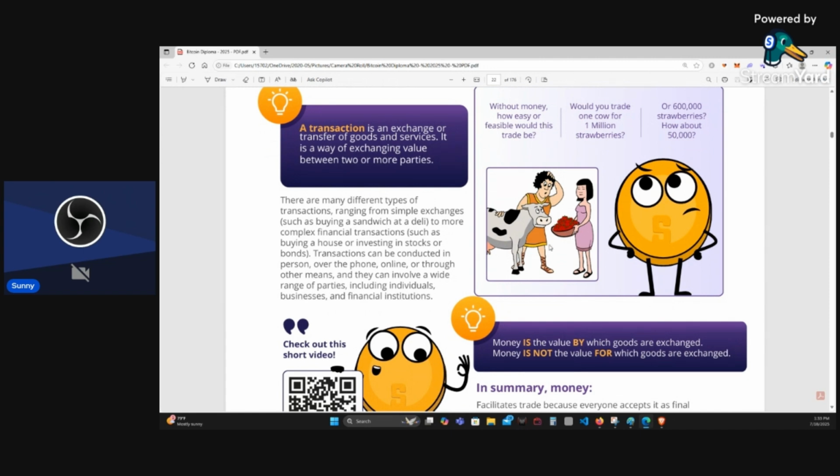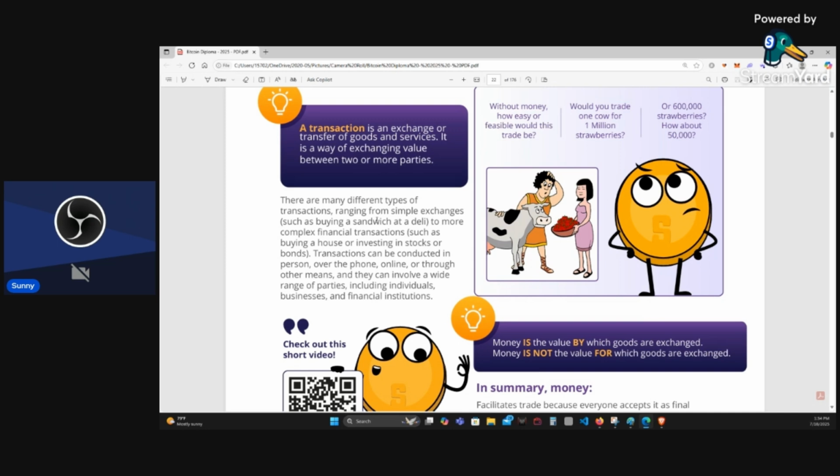Looks like someone's trading apples for cows. Would you trade one cow for 1 million strawberries? Or 600,000 strawberries, or how about 50,000 strawberries for one cow? So that's why we kind of need money. Money is a good unit of exchange, is what they call that.